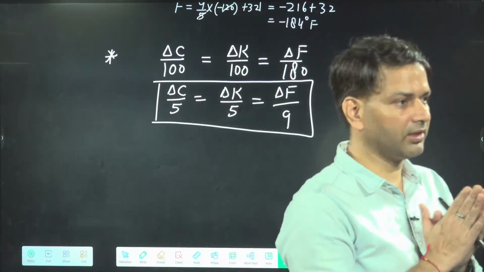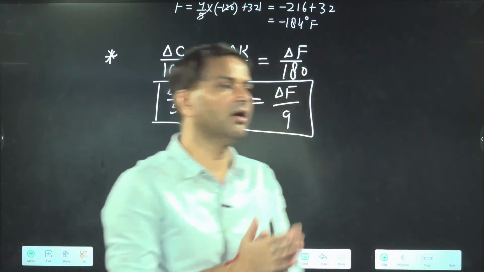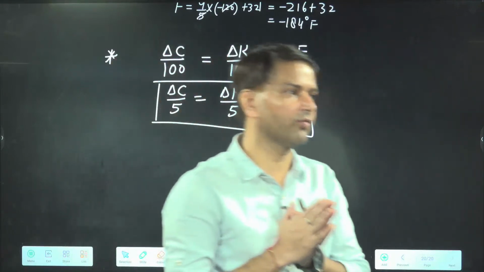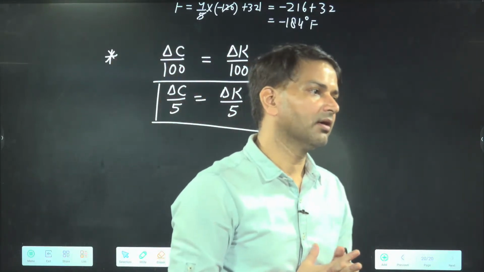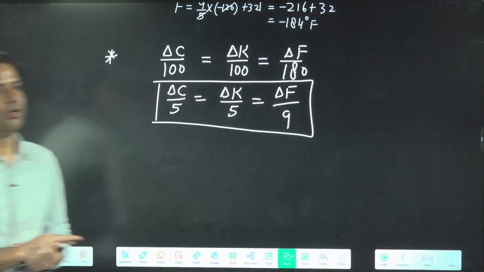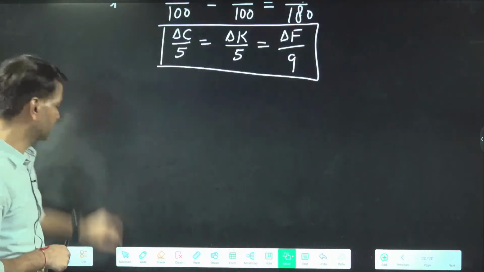So a 1 degree C temperature difference we can write as 1 Kelvin or 9 by 5 degree F, or 1.8 degree F. Understood? Okay, got it? Tell fast. Okay, so this is over now.